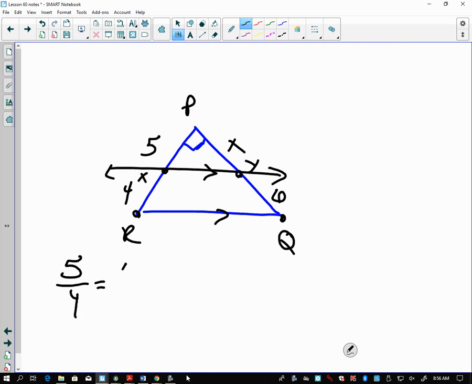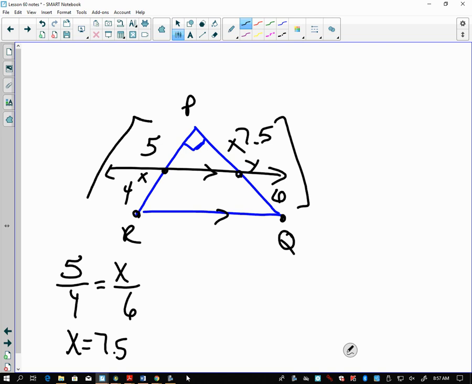Perfect. 5 over 4 is equal to x over 6. So that's going to solve for that length. What? 30 divided by 4, good. What is that? 7.5. So what do I want to do with this 7.5 over here? Add it to 6, good. Right, we're going to need RQ. What did we say PR was? 9. Okay, so we know the length, that side is 9. What is PQ? 13.5. How do I use 9 and 13.5?